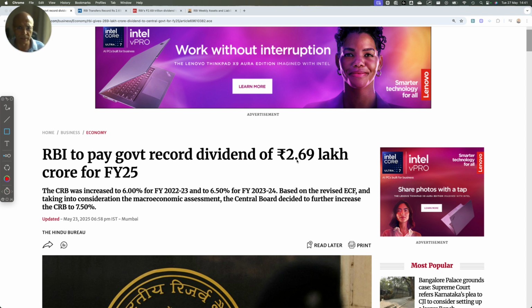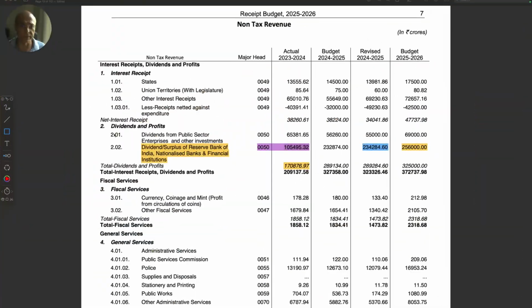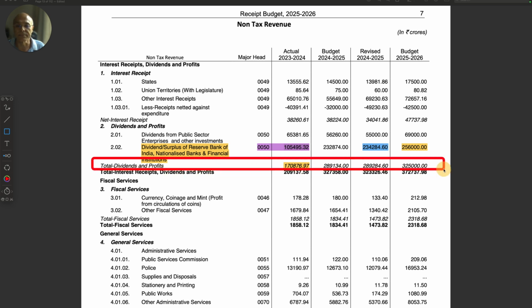Because this dividend is pretty important. Why? Because it is going to go to the non-tax revenue bucket of our budget. And if you see here under the non-tax revenue, there is an item called dividend and profit. And in this, we have got Reserve Bank of India dividend and profit from nationalized bank and financial institution, and the total dividend and profit is laid out in this line item, right?